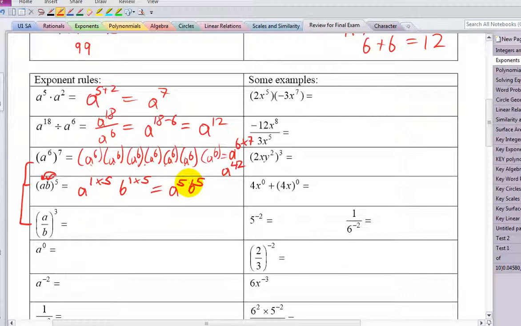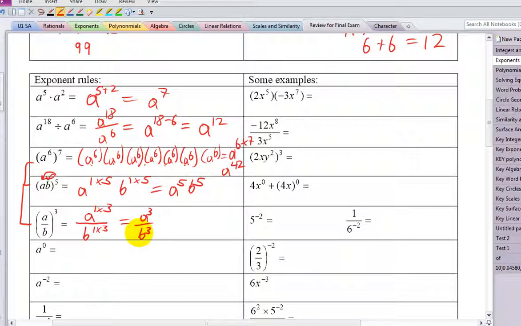Same idea for the next one. So what should I write for my work on the A? 1 times 3. What should I write for my work on the B? Same thing. Because of the brackets, the exponent applies to the top and the bottom. A cubed over B cubed. Okay. Go with the next one.